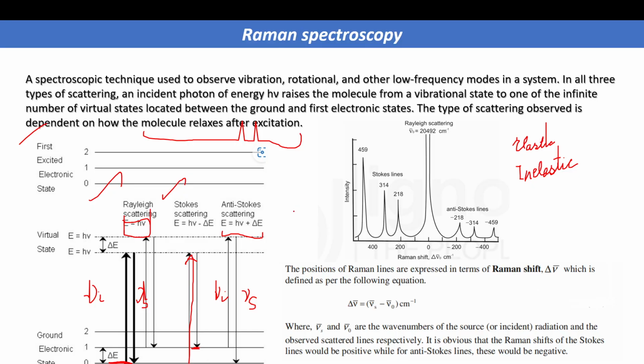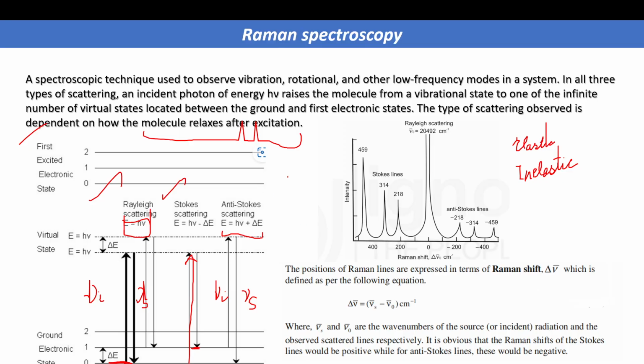So just remember, when the molecule goes to the excited state and returns to the original state, it is Rayleigh scattering. When it comes back to a lower energy, it is Stokes scattering, and when it comes back to a higher energy state, it is anti-Stokes scattering.